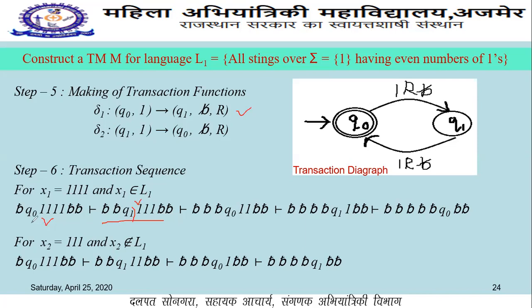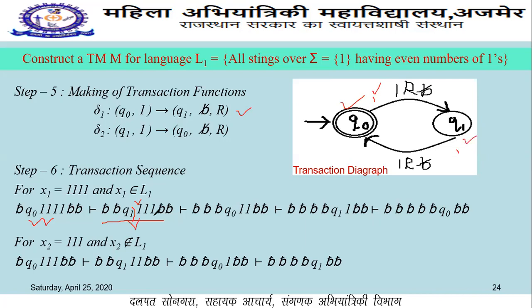Okay, when the machine is in q0 and it reads the 1, it simply means that that 1 is the odd one. And when the machine is in state q1 and it reads 1, it means it is reading the even number of ones. Whenever the machine is in q0 state, it is reading the 1 which is an odd one, and whenever the machine is in state q1, it reads the even number of 1.